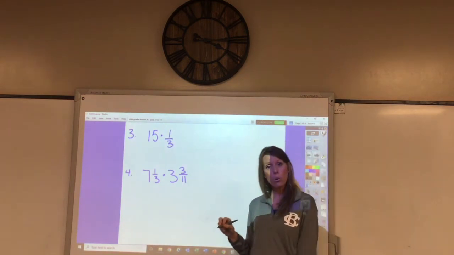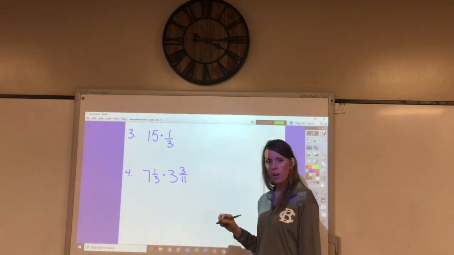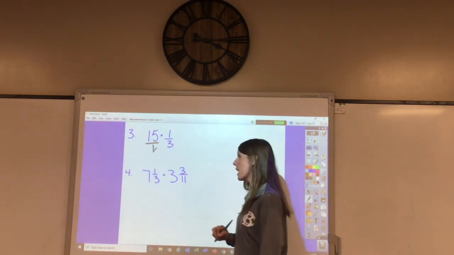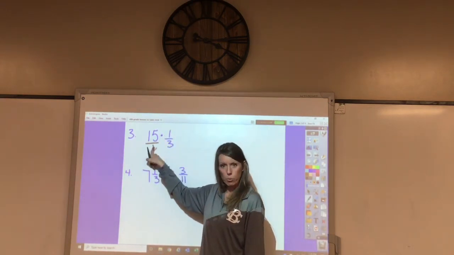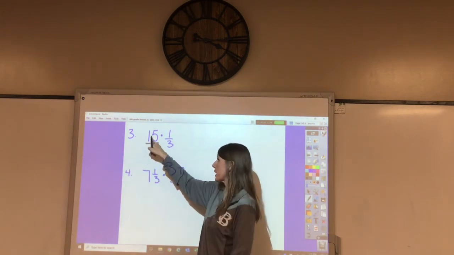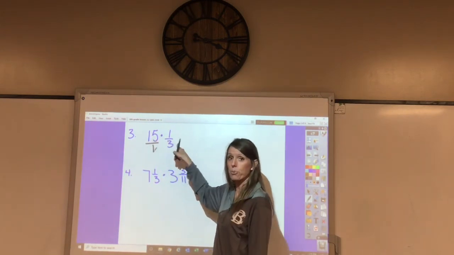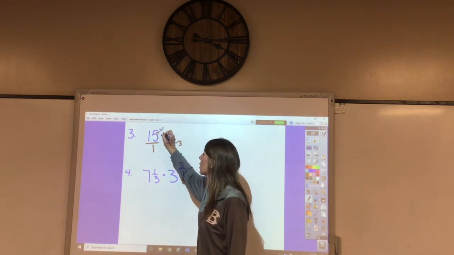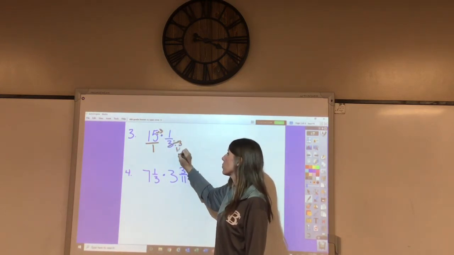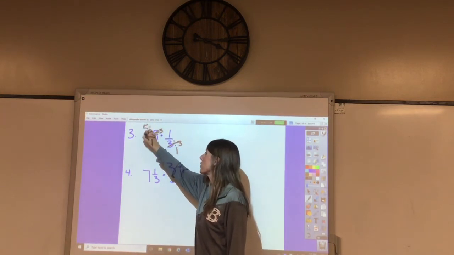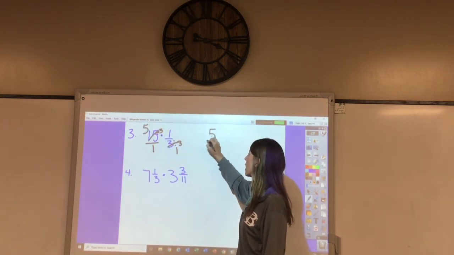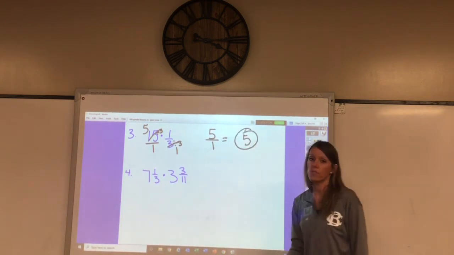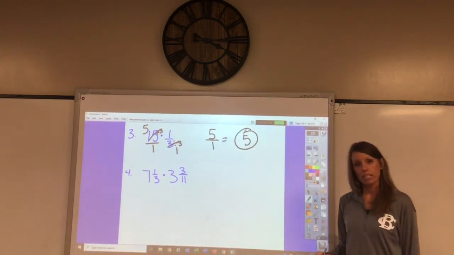So when you have a whole number, we know that we put it over 1. All right, now I'm ready to go. I don't need to do anything with ones, but is there a number I can divide 15 and 3 by? Yeah, I can divide them both by 3. So 3 divided by 3 is 1. 15 divided by 3 is 5. Now I'm ready. 5 times 1 is 5. 1 times 1 is 1, and we know 5 over 1 would be reduced to just 5. All right, let's try number 4.